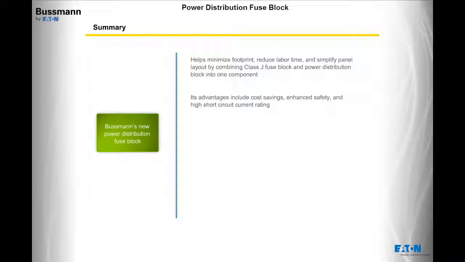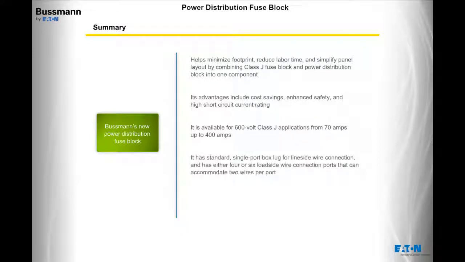Its advantages include cost savings, enhanced safety, and high short-circuit current rating. It is available for 600-volt Class J applications from 70 amps up to 400 amps. It has a standard single-port box lug for the line-side wire connection and has either 4 or 6 load-side wire connection ports that can accommodate 2 wires per port. The key applications include HVAC, UL508A panel shops, factory and automation equipment panels, machinery OEM applications, and critical power applications.